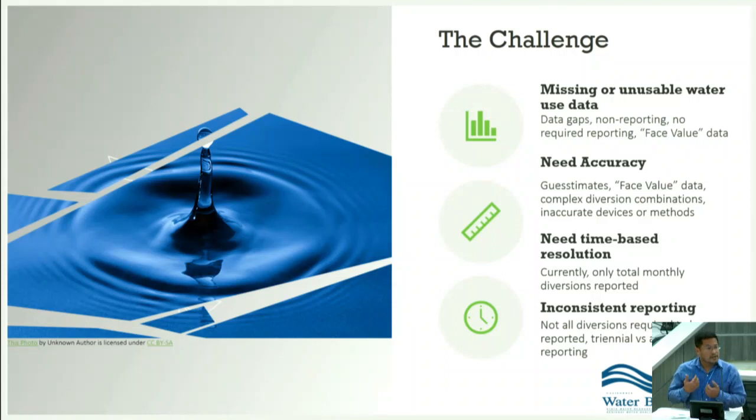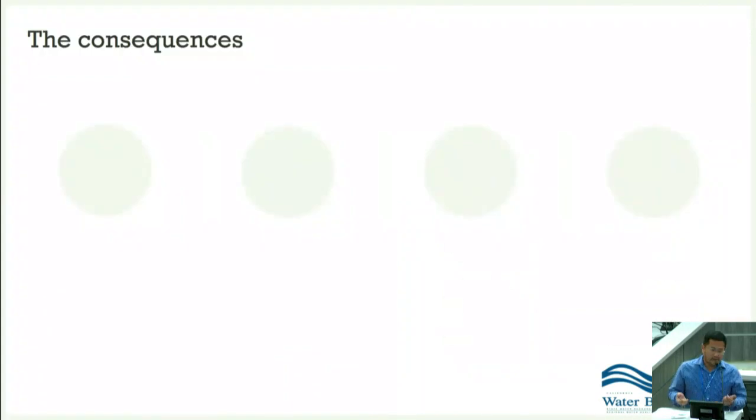And then also there was inconsistent reporting. Until we revised our reporting requirements, some water diverters were only required to report every 3 years or every 5 years. So at any given time, we did not have the most recent data for all the water right diversions. And this impacted the way we did business, and affected other areas of water management.